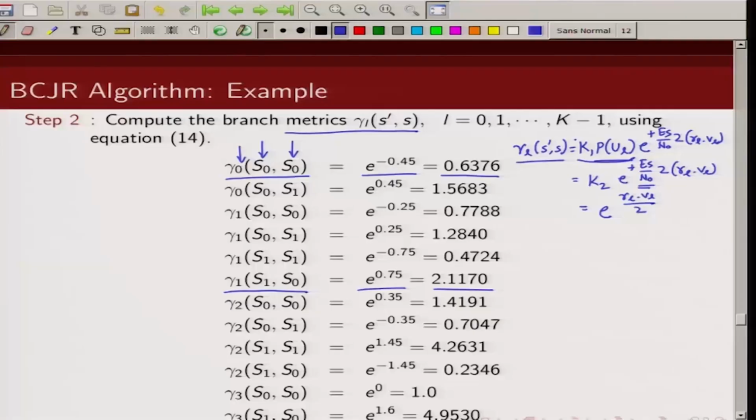Please note, we have ignored the common term which is common for computation of all of them. We are just computing the term which will be different based on what state transition we are considering. Similarly, we can compute gammas for other time instances, t equal to 1, t equal to 2, and for all other valid state transitions.